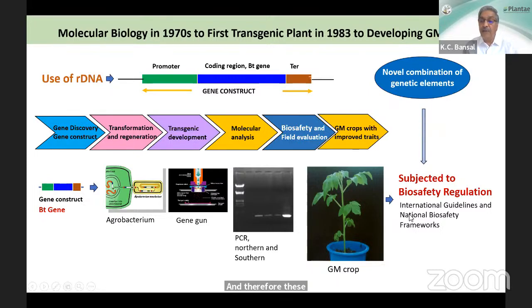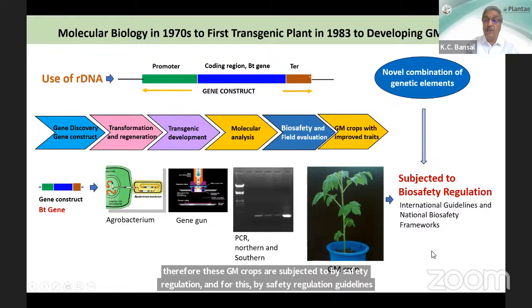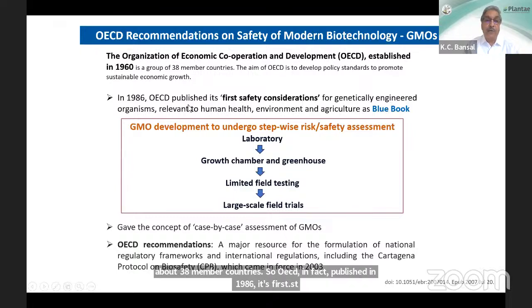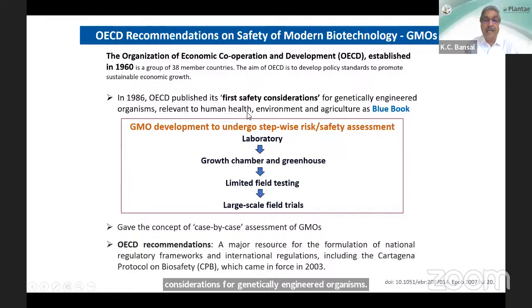And for this biosafety regulation, international guidelines and national biosafety frameworks have been developed. These international guidelines were mostly developed based on the recommendations of the OECD, the Organisation for Economic Co-operation and Development, which was established in 1960 as a group of about 38 member countries. The OECD, in fact, published in 1986 its first safety considerations for genetically engineered organisms, including GM crops, which are relevant to human health, environment, and agriculture, published as a blue book because the cover is blue.